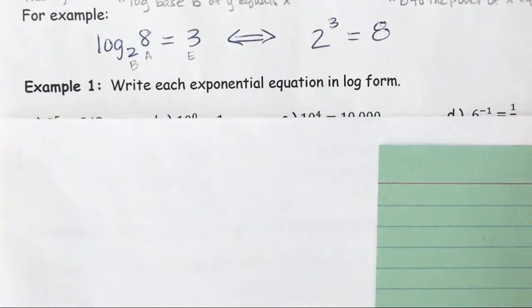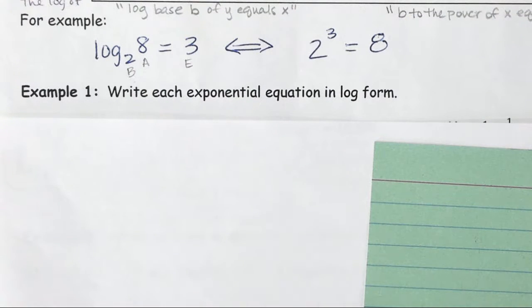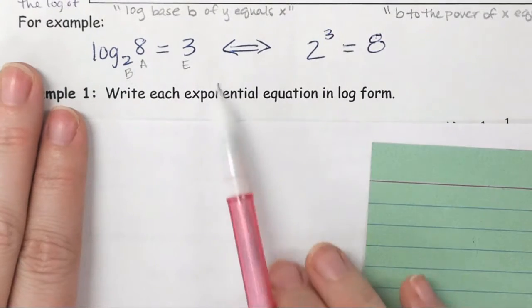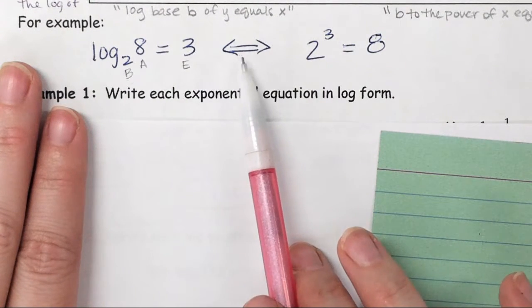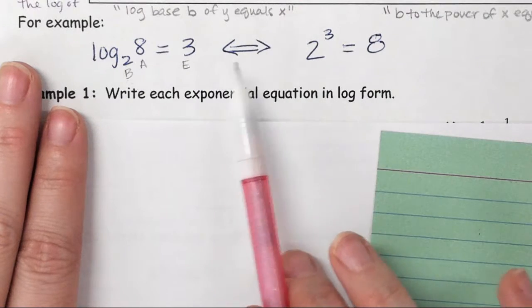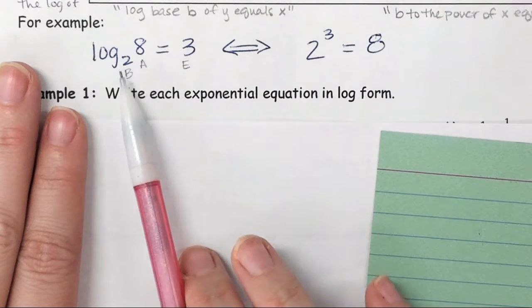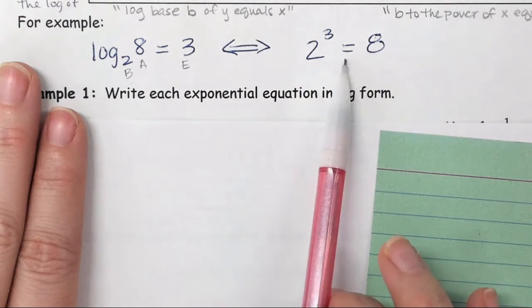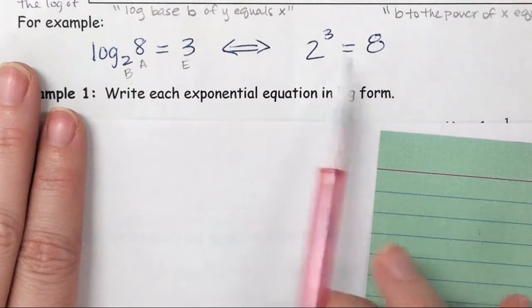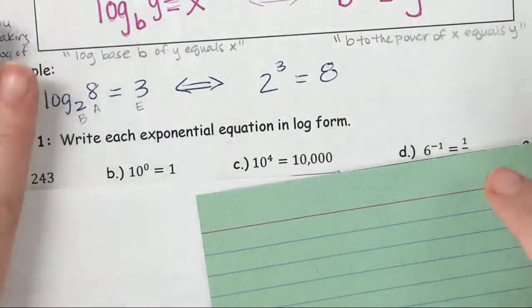All right, and so example 1, write each exponential equation in log form. So see how this arrow goes both ways? Yes, Miss Whipple, we see it. Okay, so that means not only could you start with a log and go to an exponential form, but you could start with exponential form and go towards the log. So that's what we're going to do for these.